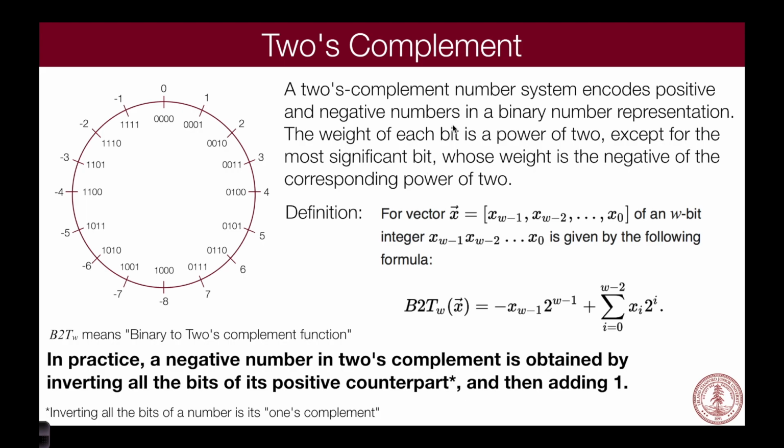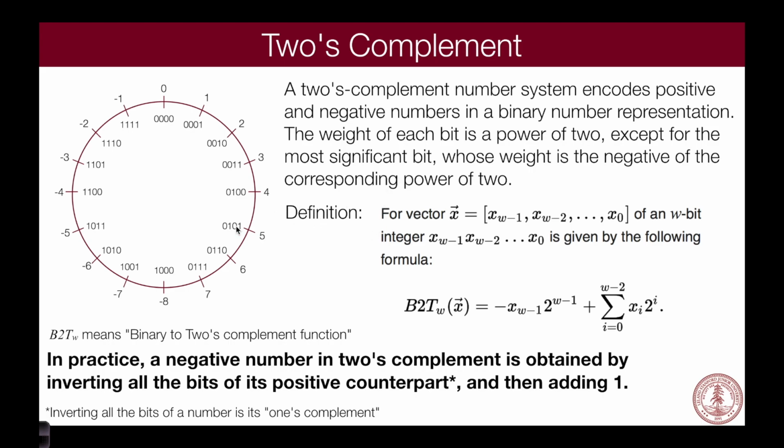Now, how do you actually do these conversions? It's actually pretty easy. There are a couple of different ways, and I'm going to show you two of them. A negative number is obtained by inverting all the bits and then adding 1. Just inverting all the bits is called the ones complement, but we're going to talk about the twos complement, which is invert all the bits and then add 1.